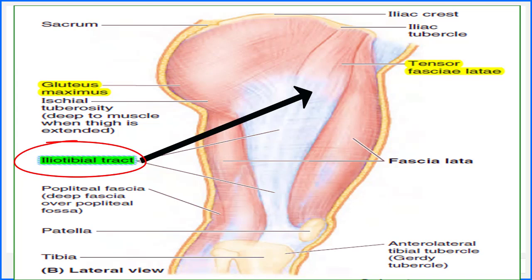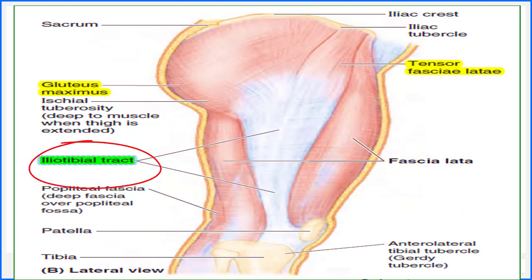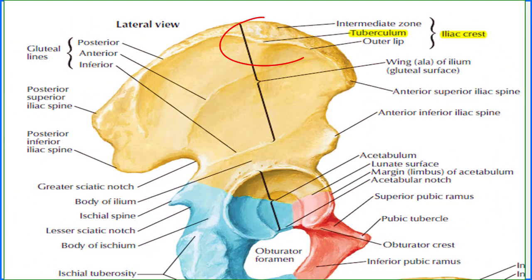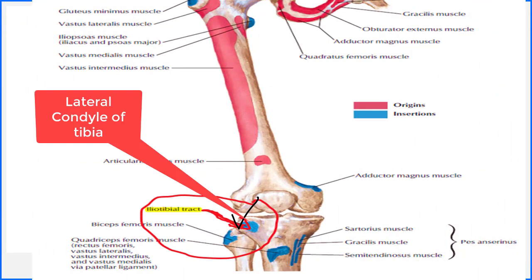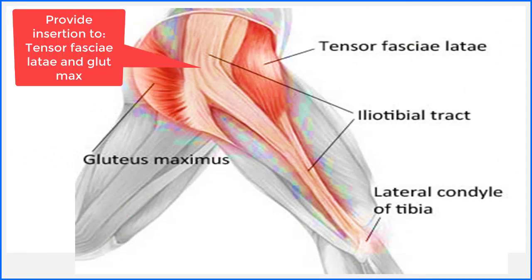Fascia lata, that is the deep fascia of the thigh, is thickened on the lateral surface of the thigh, and it forms a strong wide band that we name as the iliotibial band or iliotibial tract. As the name indicates, iliotibial means it's attaching from ilium to tibia, but which point of ilium, which part of tibia, so we will see. It is attached above to the tubercle of the iliac crest, and below it is attached to the lateral condyle of tibia. The function of this iliotibial tract is that it forms a sheath for the tensor fasciae lata muscle that we had seen before, and it also receives the insertion of the gluteus maximus muscle.